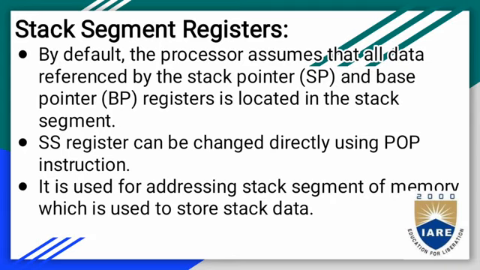Again, by default, the processor assumes that all data referenced by the stack pointer SP and base pointer BP registers is located in the stack segment. The SS register can be changed directly using the POP instruction. It is used for addressing a stack segment of memory which is used to store stack data. Moving further.